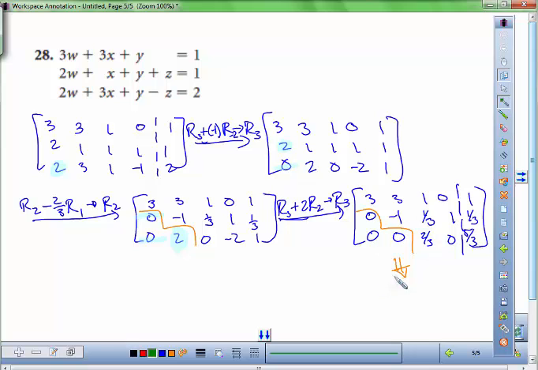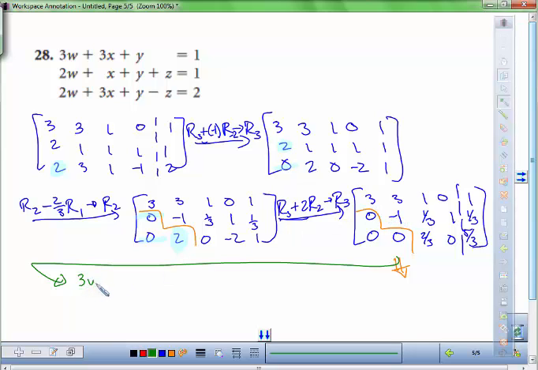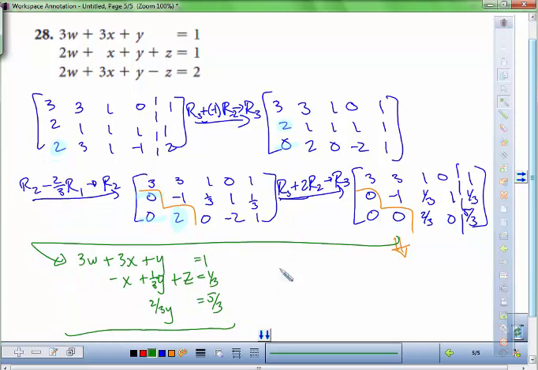So now your system, let's put it over here, will look like this: 3w plus 3x plus y is equal to 1. Negative x plus 1/3 y plus z is equal to 1/3. 2/3 y is equal to 5/3, and there's no z for that one. So it looks like we might have a chance at some sort of solution here. We got y at least, right? So y is equal to 5/2.